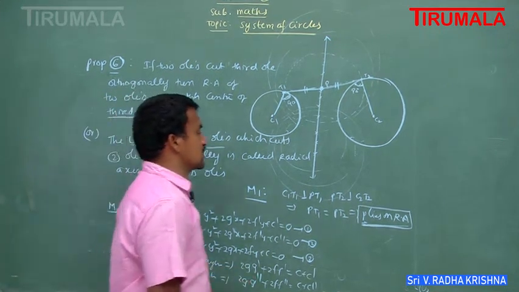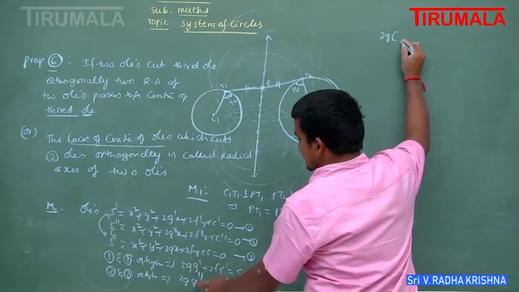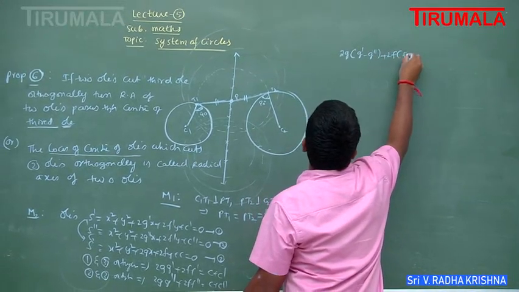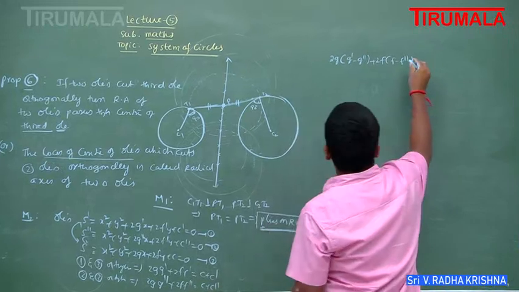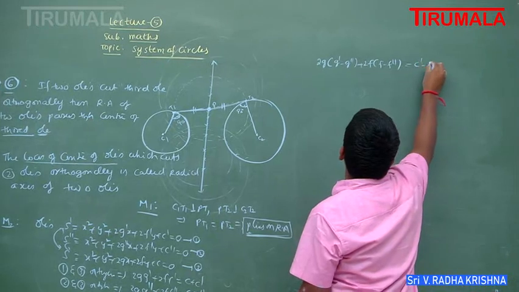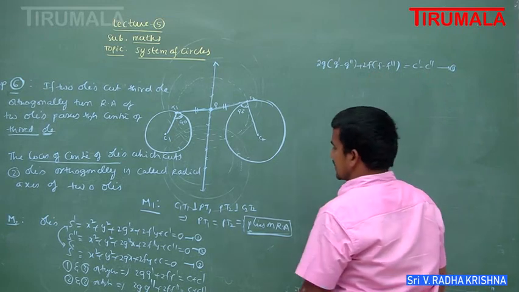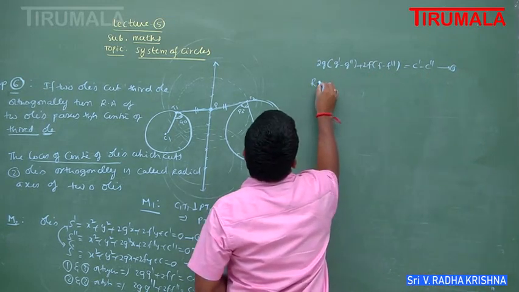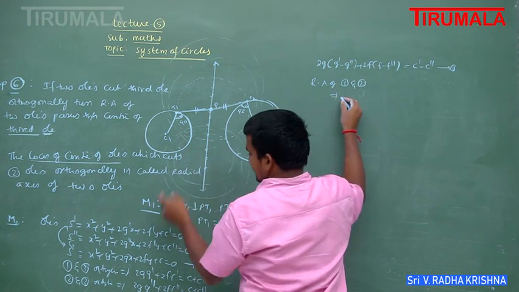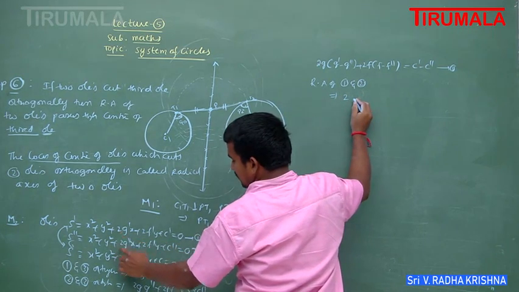So we subtract one from the other. We get 2g into (g dash minus g double dash) plus 2f into (f dash minus f double dash) equals c dash minus c double dash. We get the equation. So clearly observe that this is the radical axis of circles 1 and 2, obtained by subtracting one from the other.